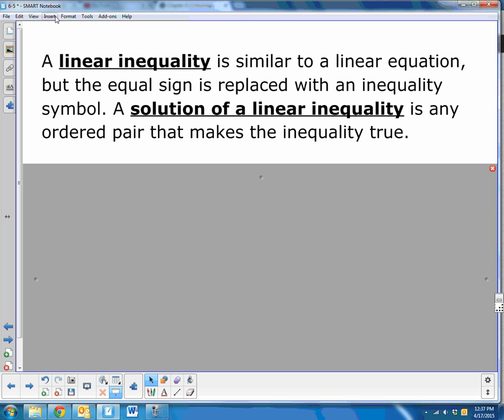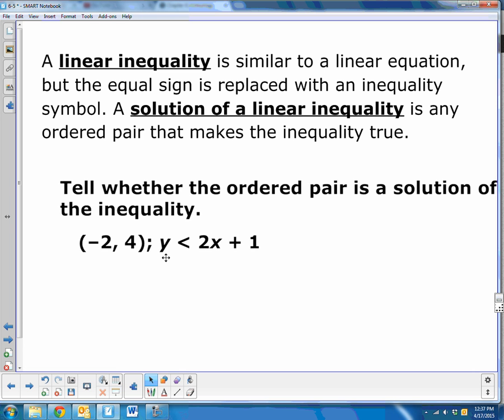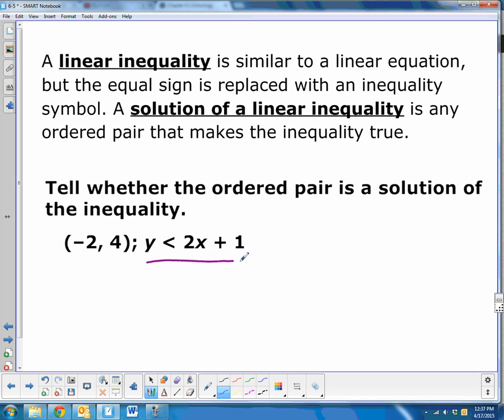When you have a linear inequality, in this case, y is less than 2x plus 1, you're going to end up with an infinite number of solutions. There's not just one solution. There's an infinite number of solutions. We're going to look at how to deal with that, but we're going to start by simply testing.